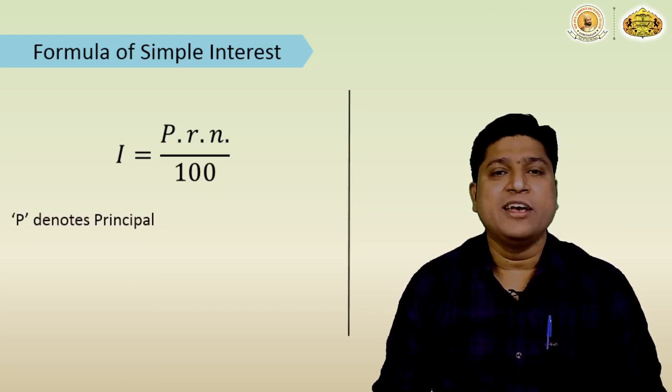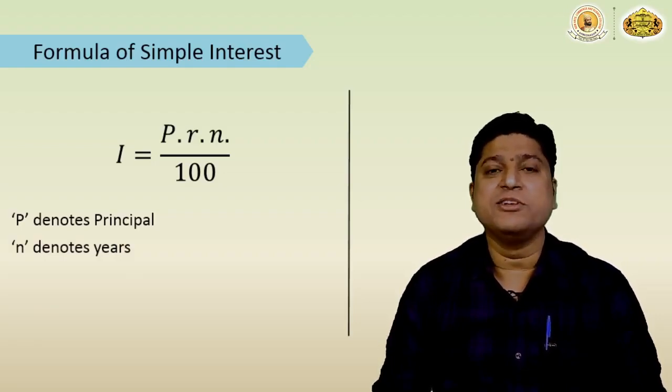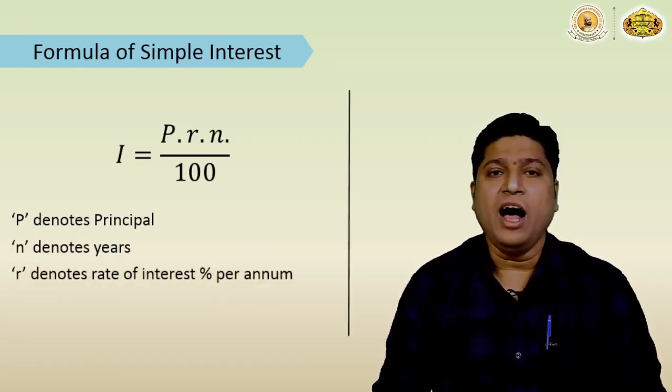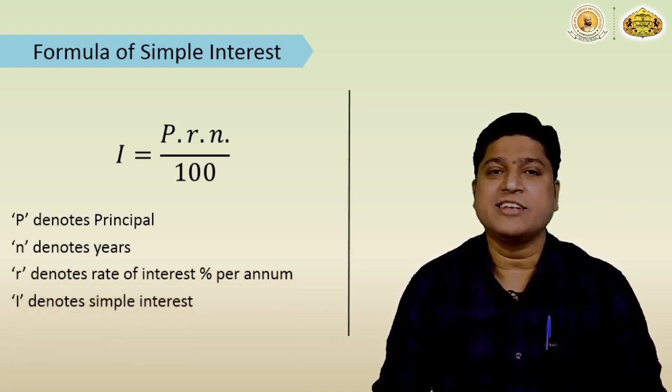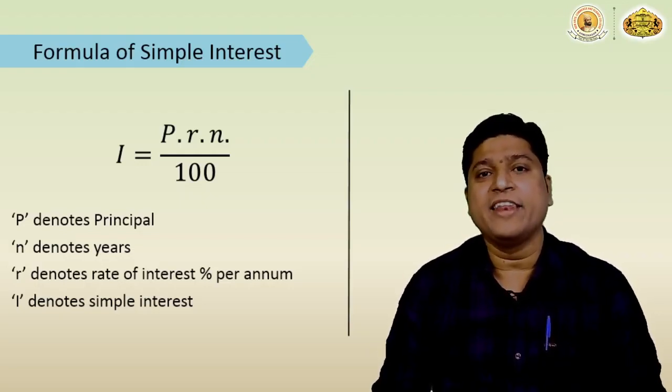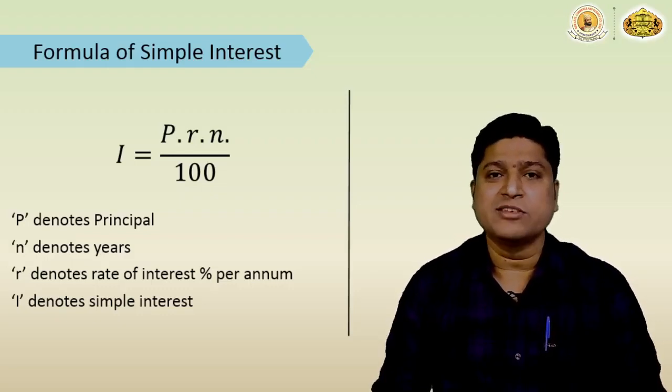Here P denotes the principal, that is the sum borrowed by an individual. N denotes the period or the time in years for which the sum is borrowed. R denotes the rate of interest, and I is nothing but simple interest. This is how I is equal to PRN upon 100 will give us the simple interest.